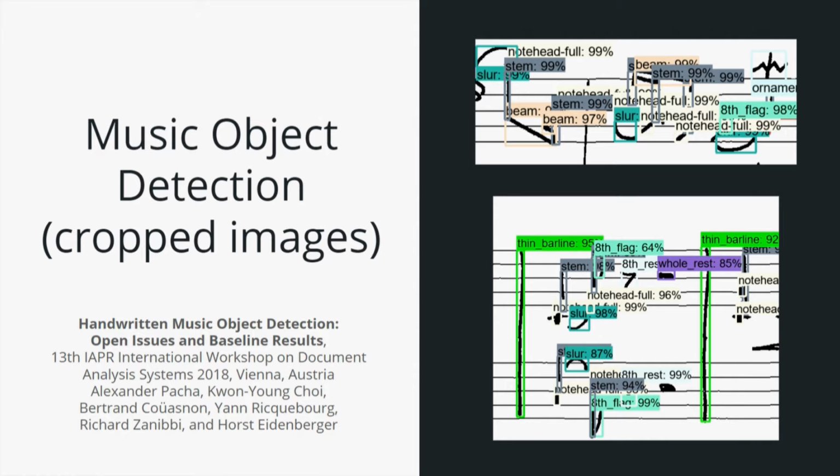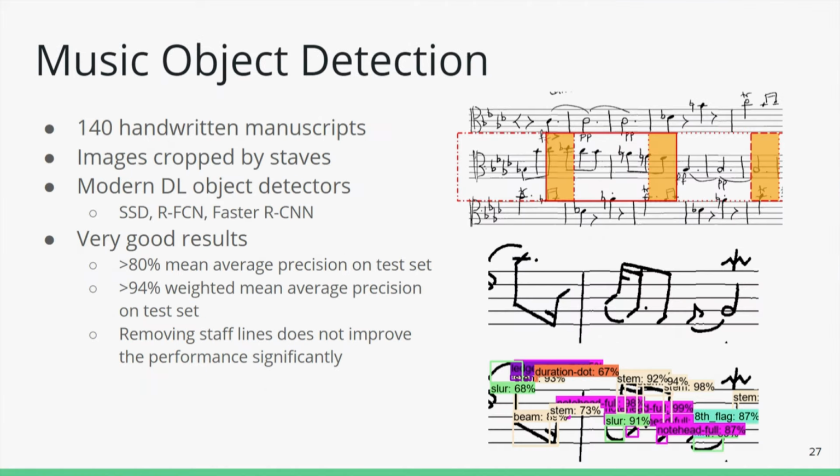So the main idea was, please give me all the things that are in the music score. And to do so, we used 140 handwritten manuscripts from the MUSCIMA++ dataset, and we cropped the images. First, given that we had annotations and ground truth, we knew where the staves were, so we cut the images by stave, and then further cut them vertically to have only small snippets.